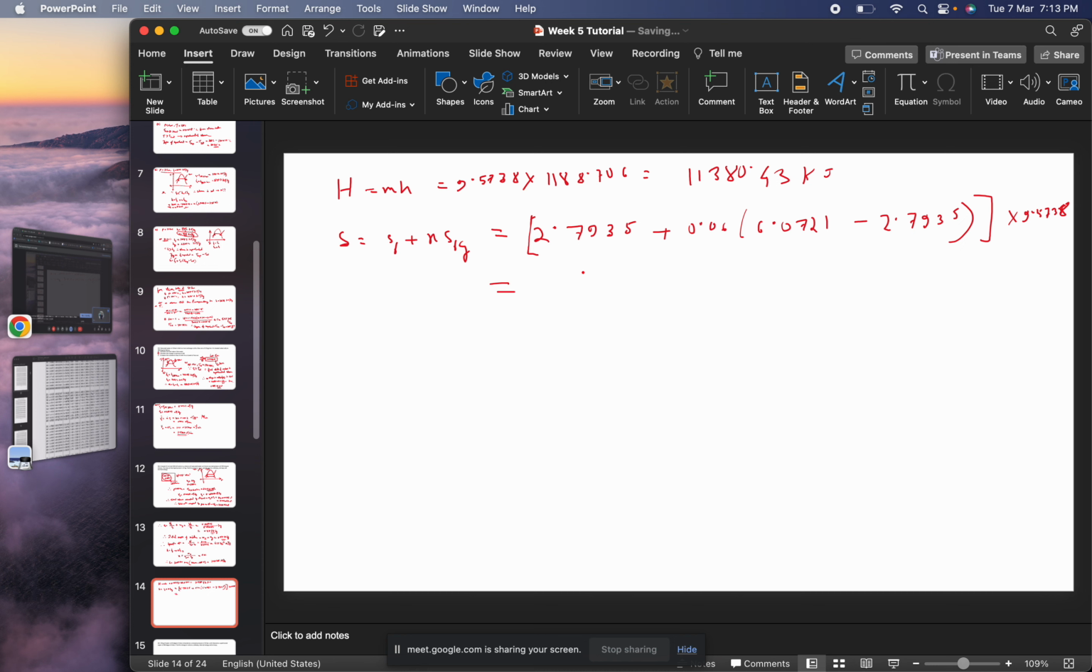Okay, 0.06 into 6.0721 minus 2.7935 plus 2.7935 into 9.5738, so that will be 28.62 kilojoule per Kelvin. Similarly your internal energy U is UF plus X UFG.